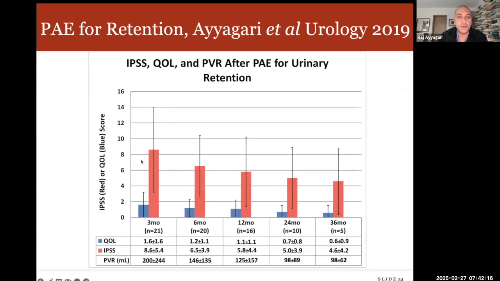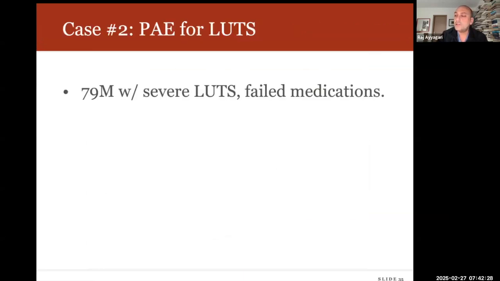These are their symptom scores. Like I said, mild is 7 and below. So basically after 6 months and beyond, many of these patients have nice low symptom scores as well. So this is, let's see, we have time for maybe 1 or 2 more cases.